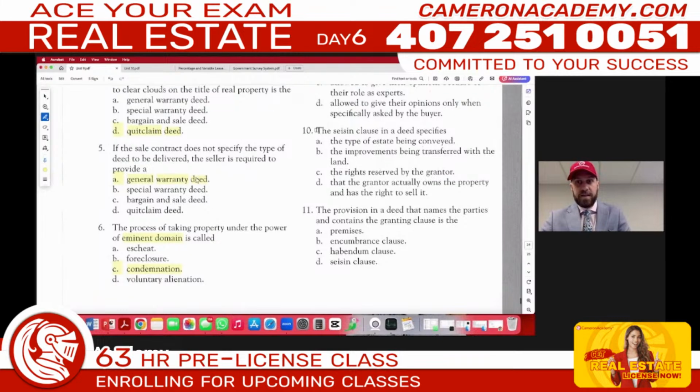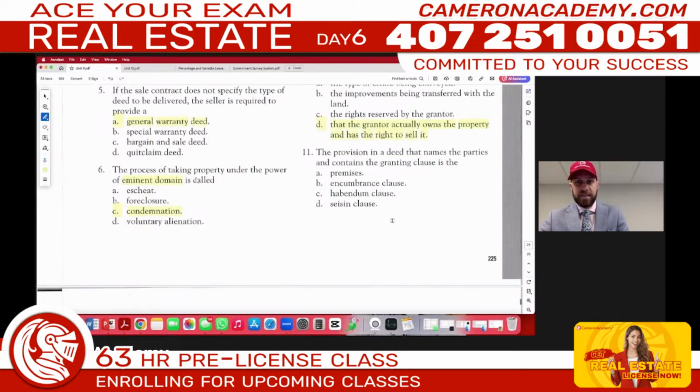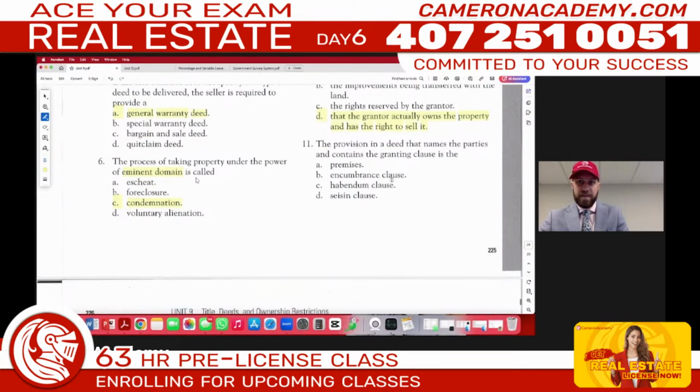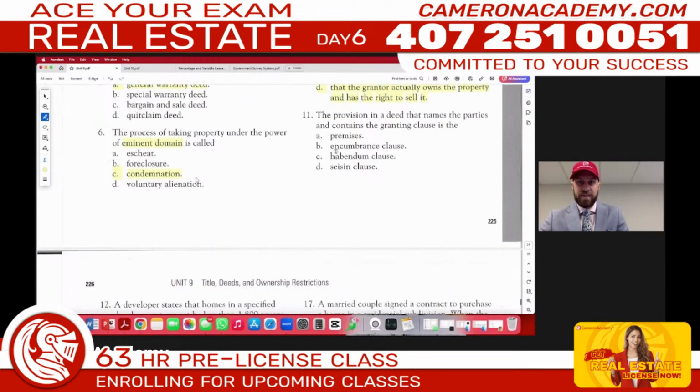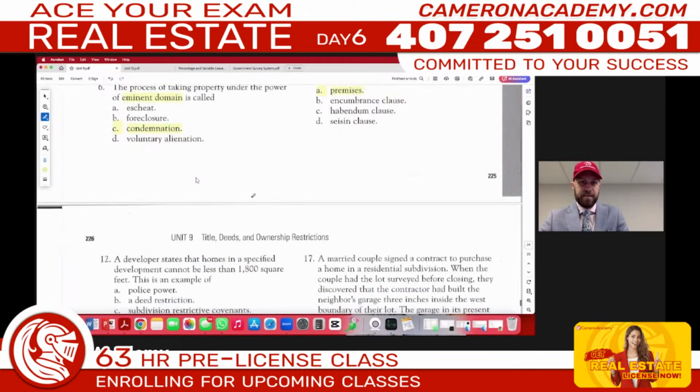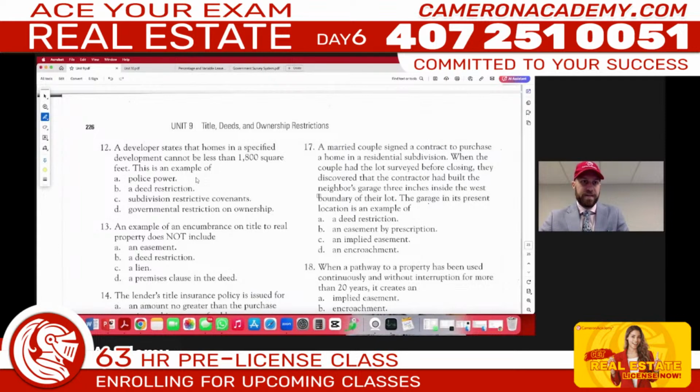10, the seisin clause in a deed, we just went through this, makes a grantor swear that they own the property, therefore have the right to sell it or transfer title. D as in Delta. Number 11, the provision in a deed that names the parties and contains a granting clause is the A, premises section. Located at the top of the deed, first section we talked about.